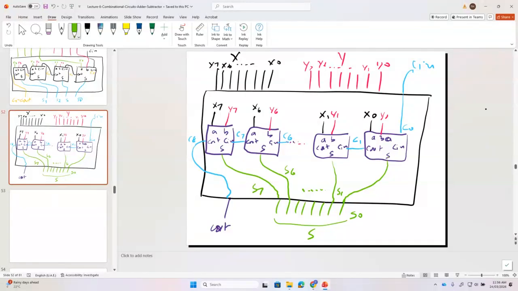Okay. Now, an interesting thing. Now this is a more interesting thing. In this case, we have designed an 8-bit adder using 8 1-bit full adders.